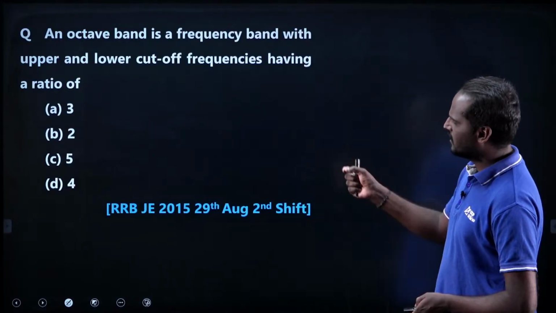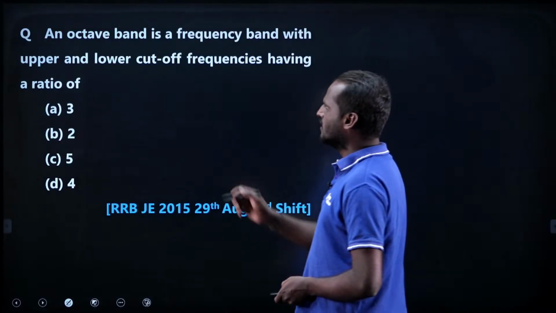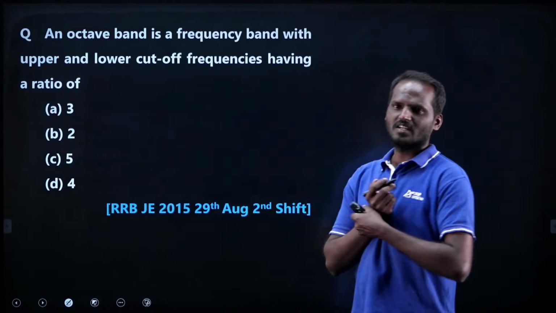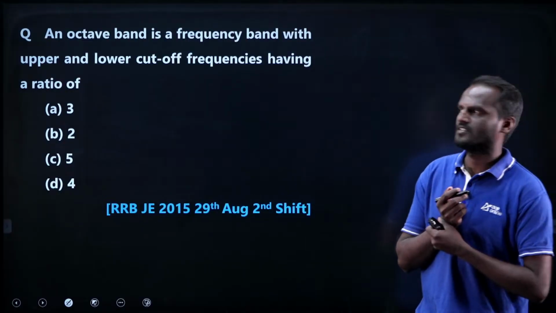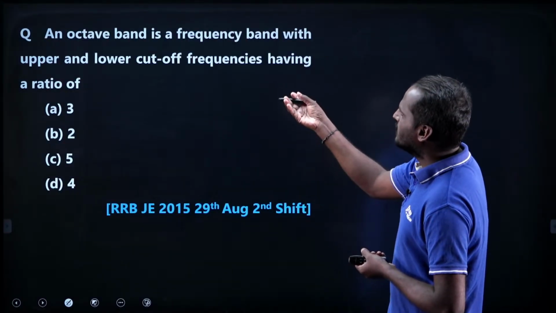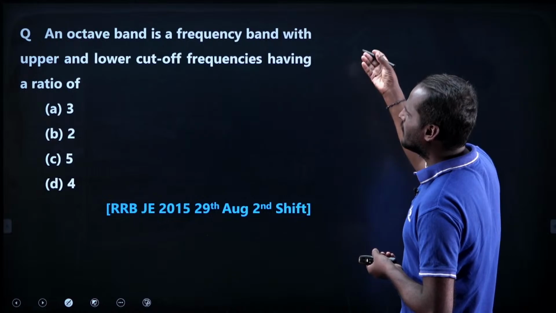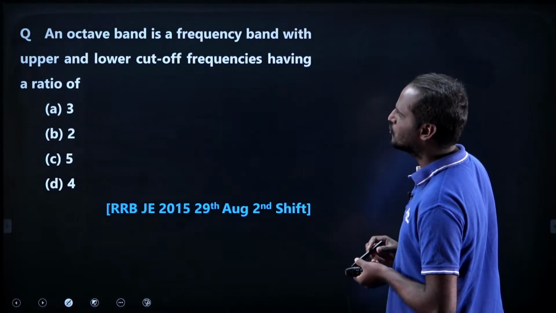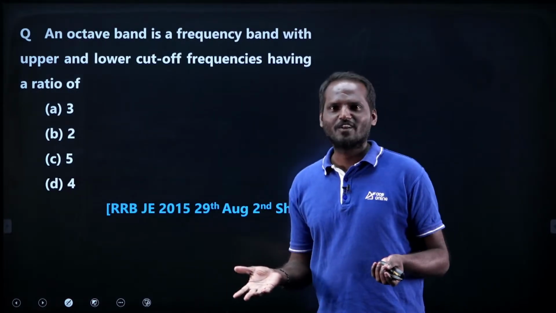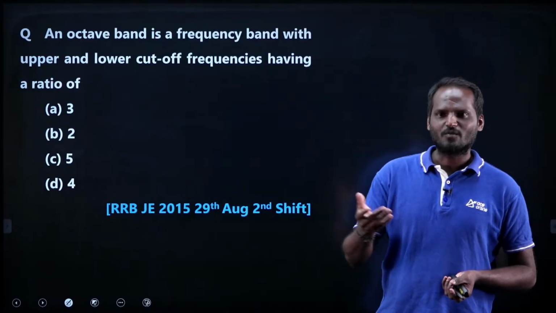Okay, next, this is the last question in noise level. This is a typical question, so rarely they may ask these kinds of concepts. An octave band is a frequency band with upper and lower cutoff frequencies having a ratio of. He is asking, what is this octave band first? You must understand what the octave band is.